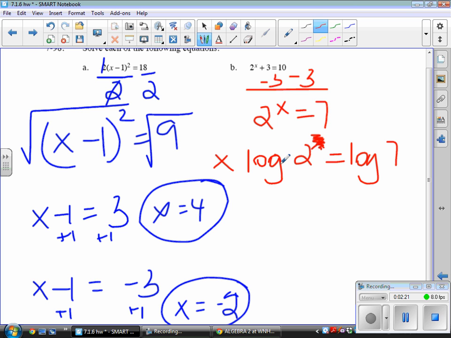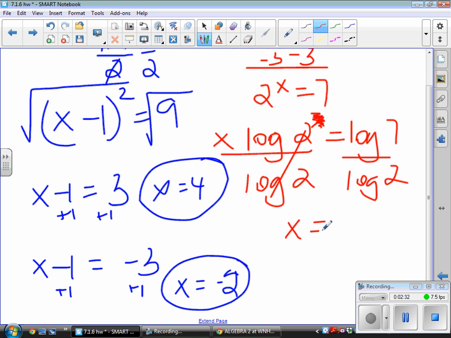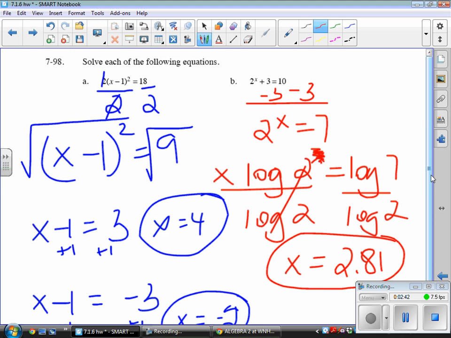So I'm going to divide both sides by the log of 2. Remember, when the base is not written for a logarithm, I'm assuming it's a 10, and I can use my calculator button. So I'm going to get x equals approximately 2.81 if I round it. Okay? So solving for x, if it is an exponent, I'm going to use logarithms.